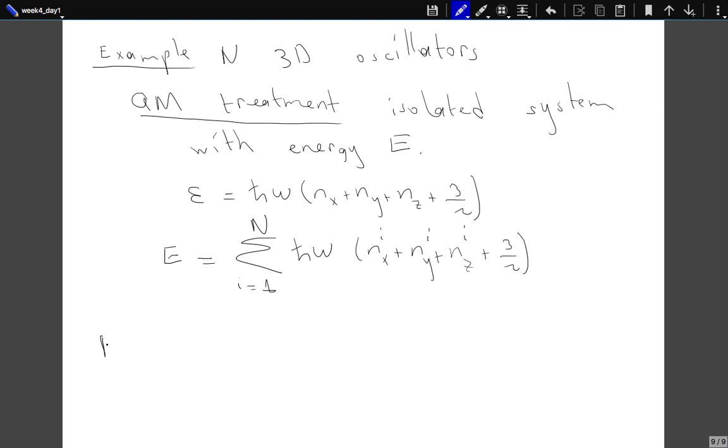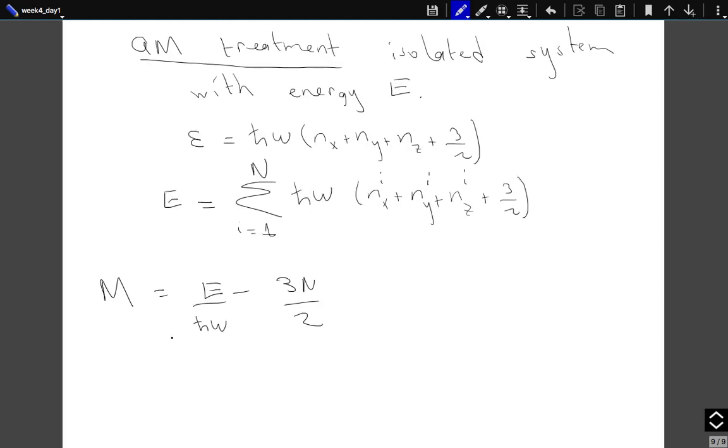Now let me define M to be E over h bar omega minus 3n over 2. Now why did I define this? Because with this, M just becomes the sum over i from 1 to n of nxi plus nyi plus nzi.